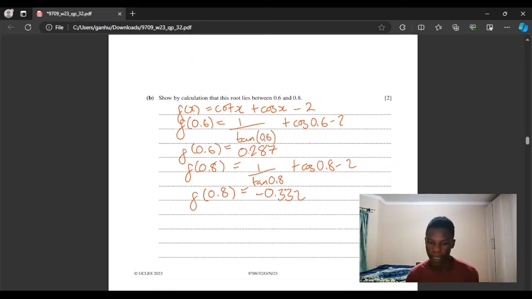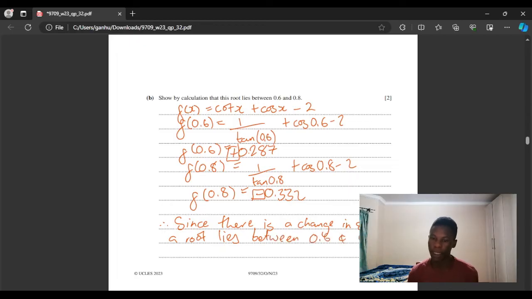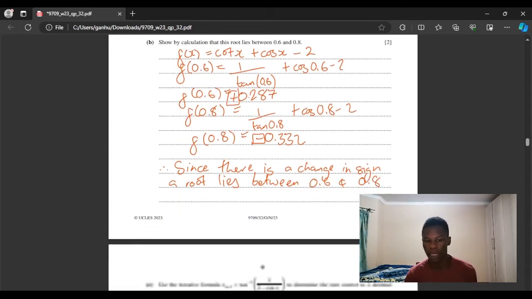Okay, and then we have to conclude to get the second mark. Since there is a change in sign, this is positive and that is negative, so it means we have a change in sign. Since there is a change in sign, a root lies between 0.6 and 0.8, and that's our final answer.